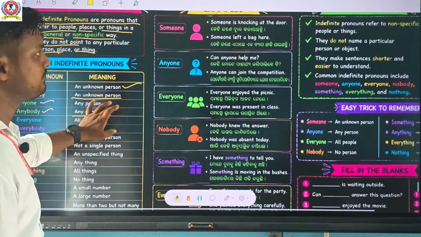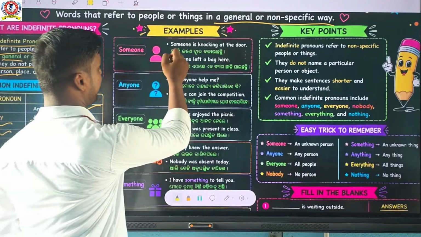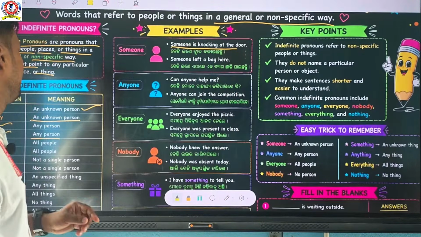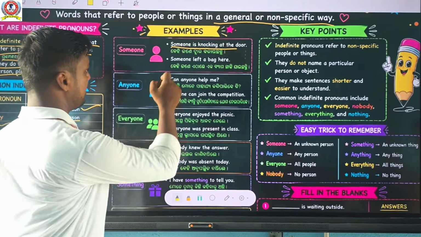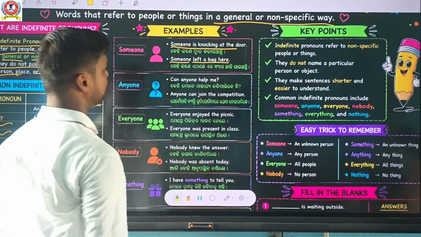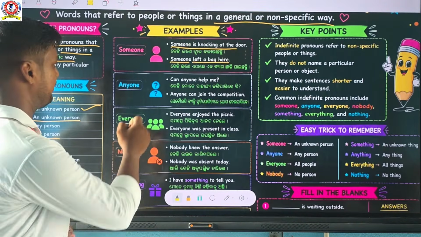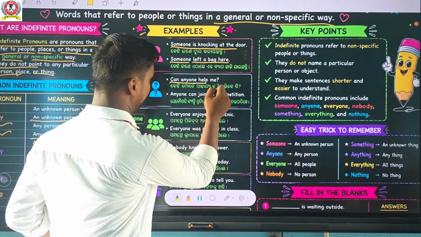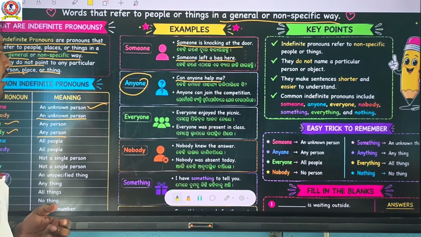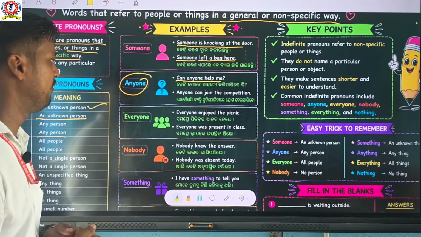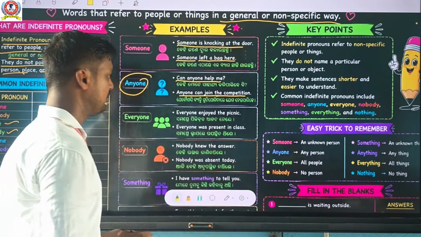You can see, for example, someone. Someone is knocking at the door. That means an unknown person is knocking at your door. Then, someone left a bag here. That means you don't know who left the bag here. Then anyone. Can anyone help me? Anyone means any person. When we require help, you can ask, can anyone help me, or anyone can join the competition.